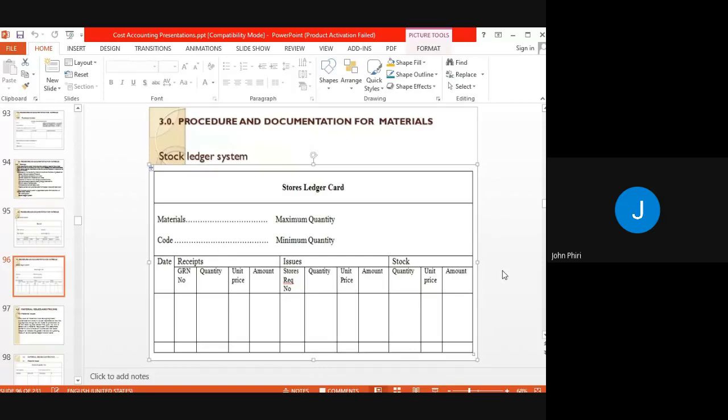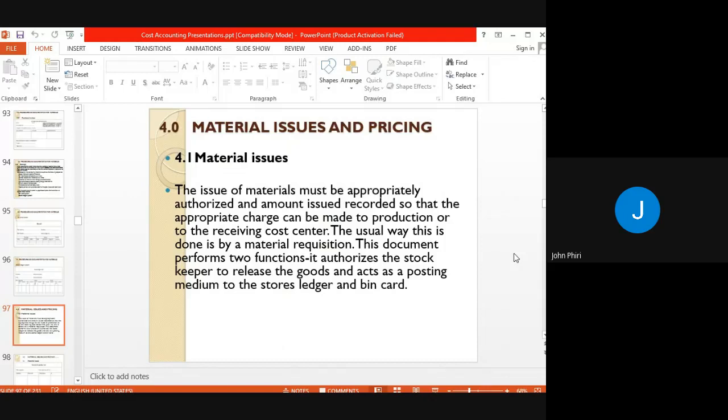Now let's go to material issues and pricing. After we have introduced the store's card, this is very important because it's the one that is leading us now to those aspects we talked about, LIFO, FIFO, and things like that.